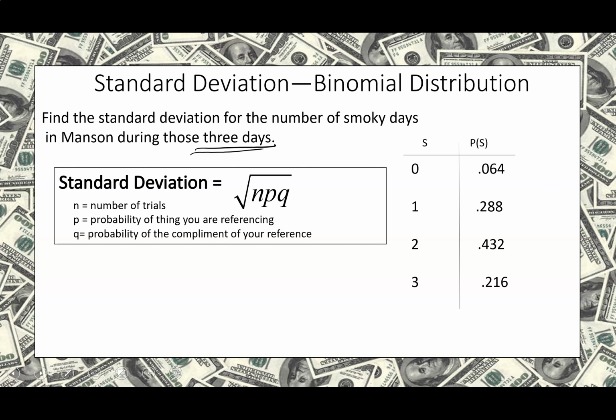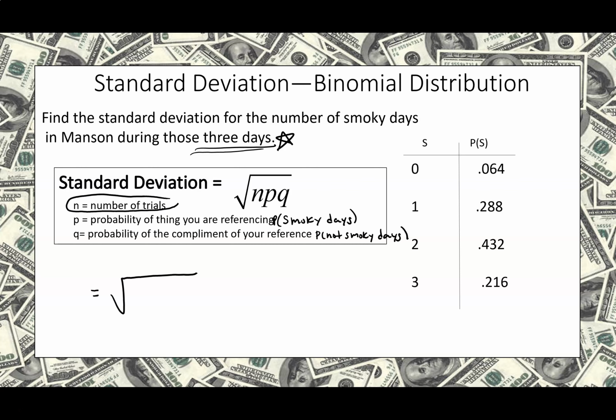N stands for the number of trials, which in this case is the number of days, and we're talking about 3 days. P is the probability of the thing you're referencing, so that would be Smoky days, or the probability of Smoky days. And Q is the probability of the complement, meaning the opposite of the thing we're referencing. So this would be the probability of not Smoky days. So our standard deviation is going to be the square root.